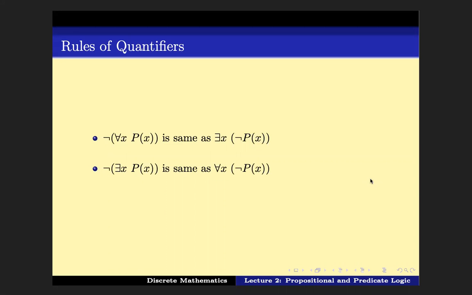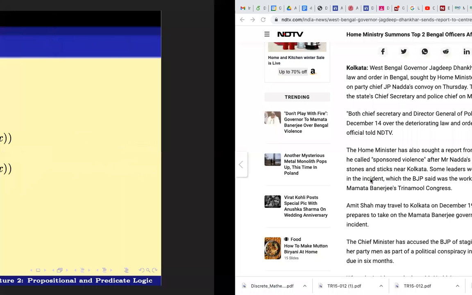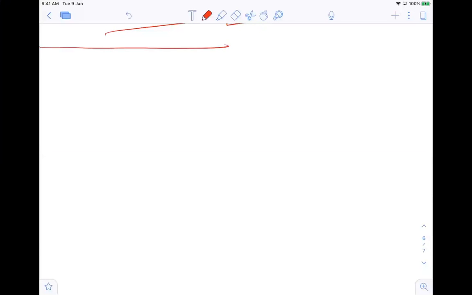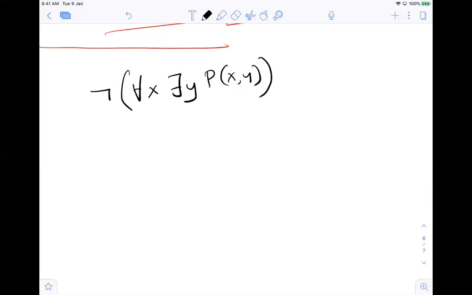If we have a statement not of for all x there exists y, p of x comma y. So then not of for all x there exists y. Just 1 second. Let me just write it down. Yeah, so tell me. Not of for all x, there exists y, p of x comma y. Okay, good. How do you do this?